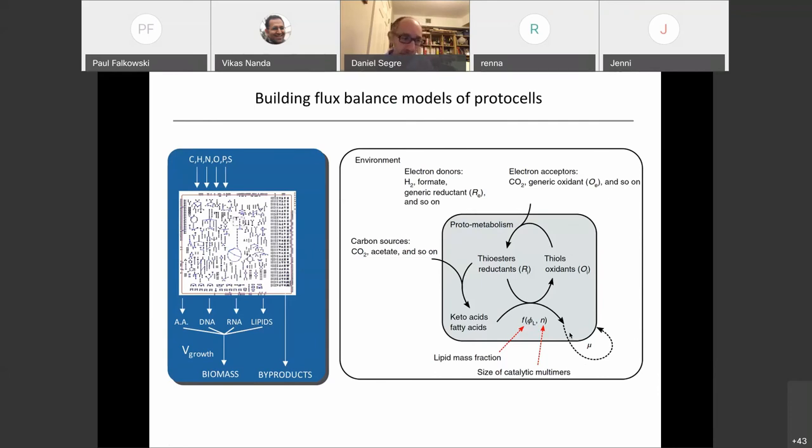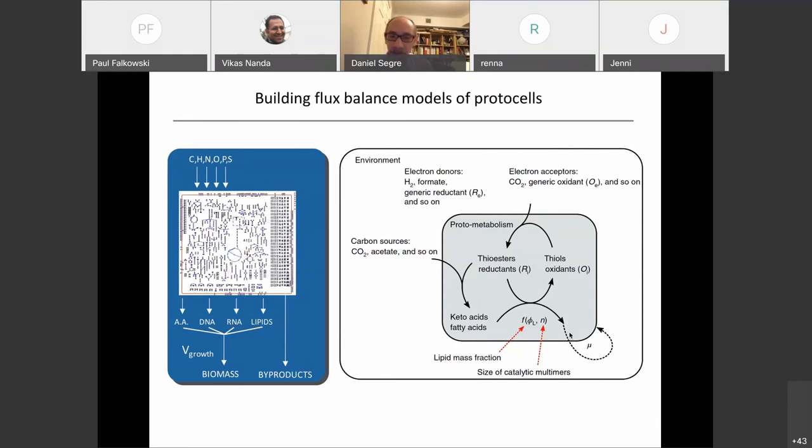This really starts asking questions about the dynamics and the feasibility of a sustainable kind of collectively autocatalytic set that can produce all biomass components in this ancient version of biomass. And of course, this is just one example of many possible ways of trying different proto-metabolic networks.